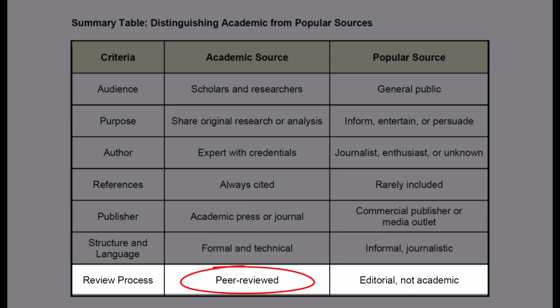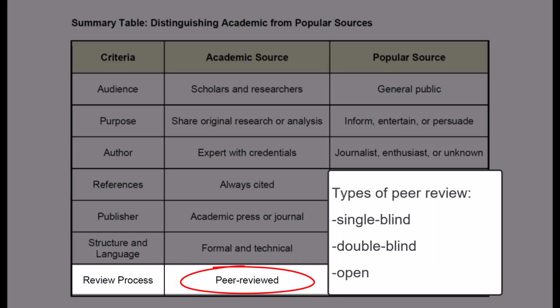There are different types of peer review. In single-blind review, reviewers know the author's identity, but the author does not know the reviewers. In a double-blind peer review, both the reviewers and authors are anonymous to each other. In an open peer review, the identities of both parties may be known, and the review process is more transparent.